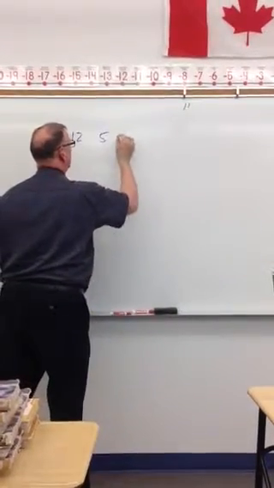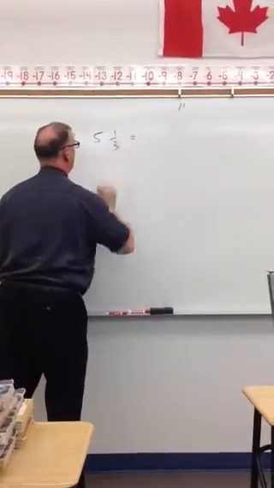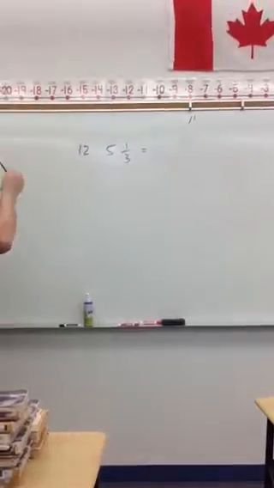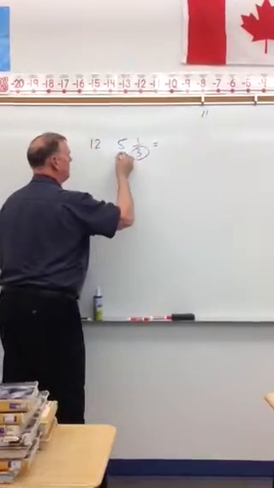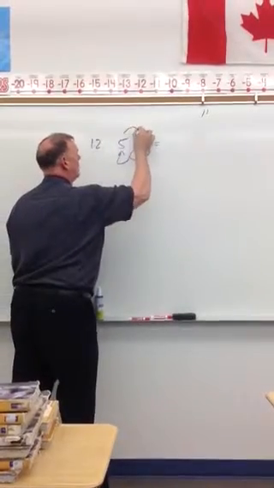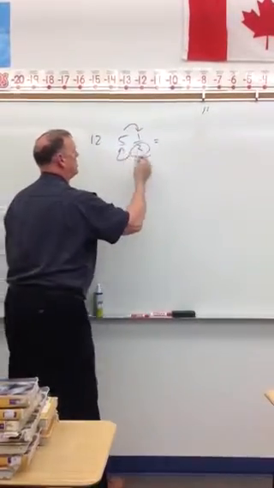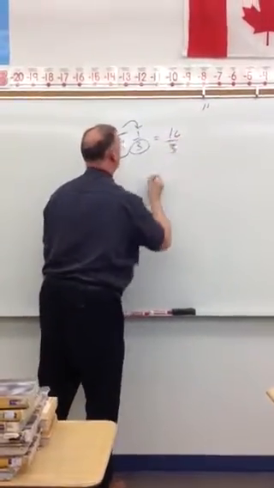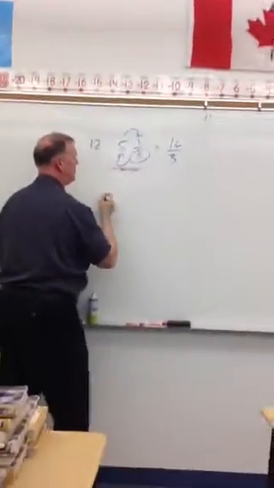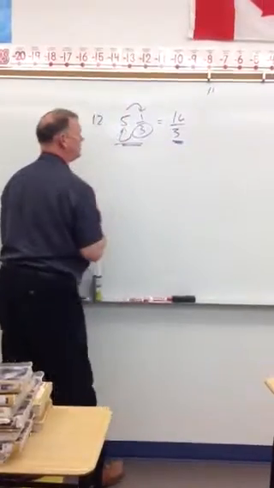Change a mixed number to an improper fraction. You take the denominator, the number on the bottom, multiply it by the whole number, and add it to the top number. So you go 3 times 5 is 15, plus 1 is 16/3. This is a mixed number. This is an improper fraction.